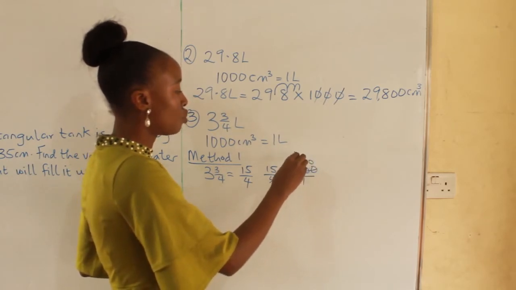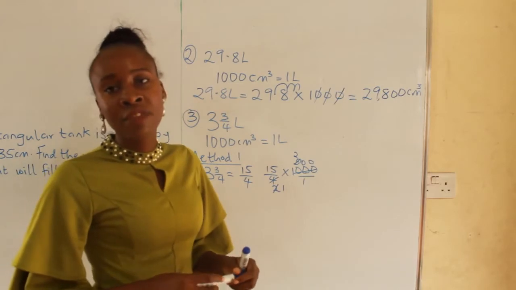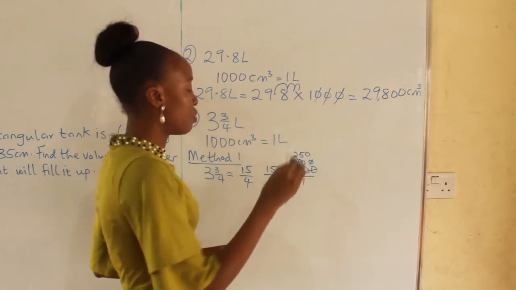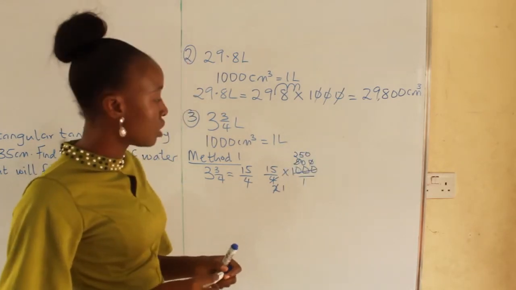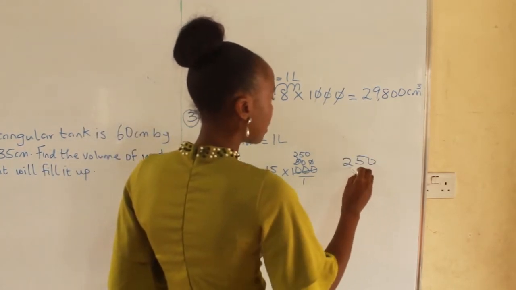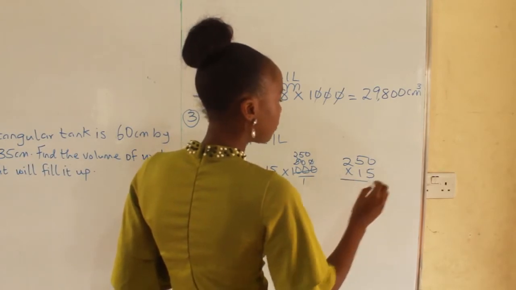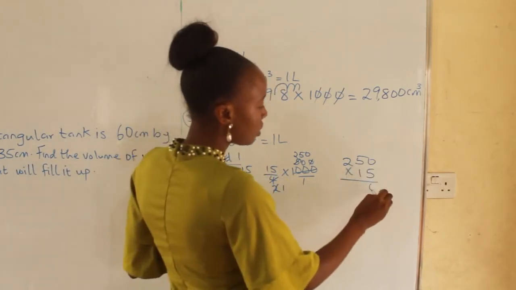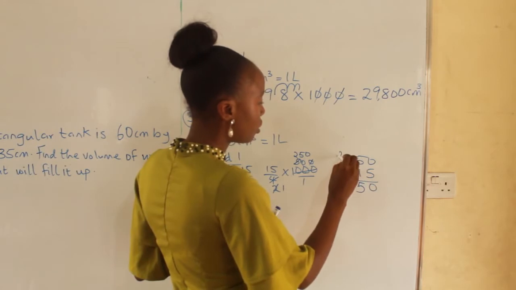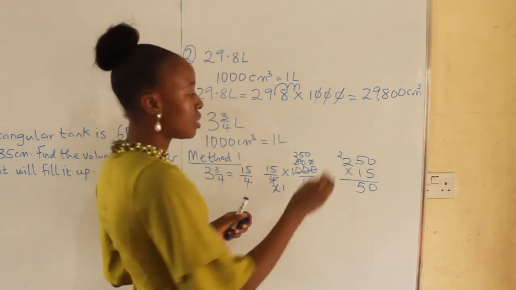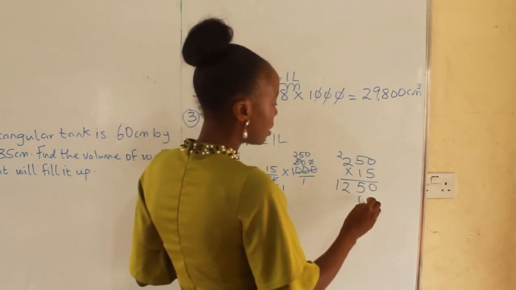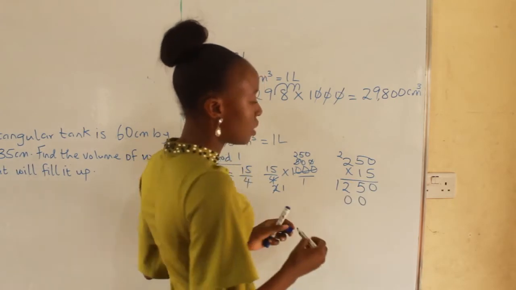2 into 5, 2, remainder 1. 10 divided by 2 is 5. And 0 divided by 2 equals 0. So we have 15 times 250. 250 multiplied by 15. 5 times 0, 0. 5 times 5, 25. I'll write my 5 and carry 2. 5 times 2, 10. 10 plus 2, I have 12. 1 times 0, 0. 1 times 5, 5.